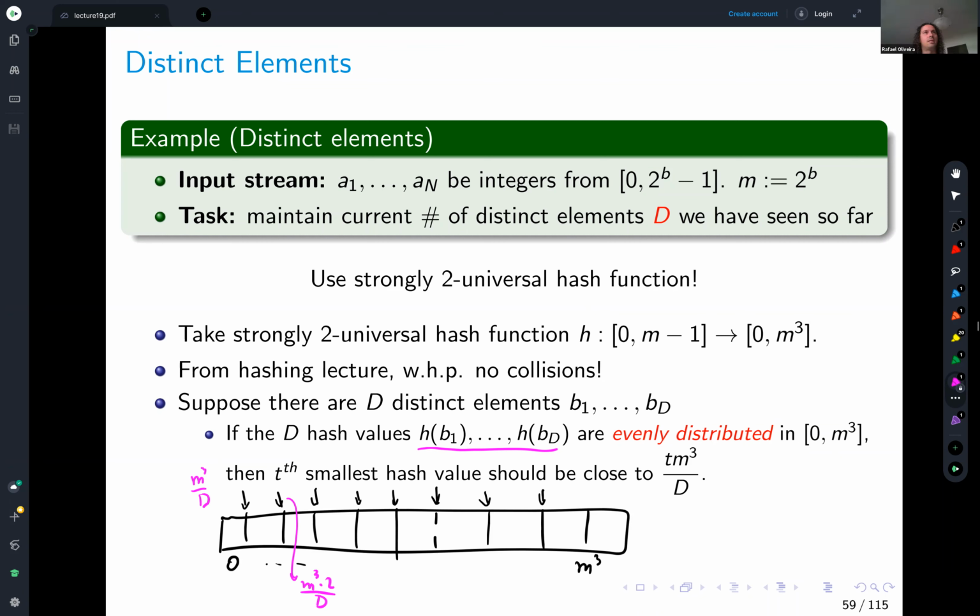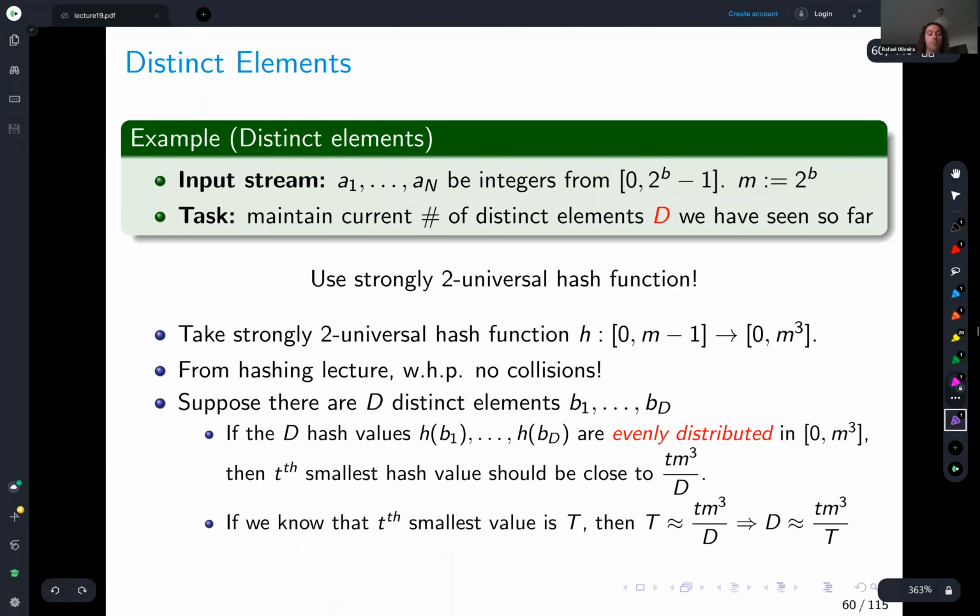Okay, but you may say, well, this is not evenly distributed because they're at random, right? So this is not the same. This is only kind of wishful thinking. But the idea is that they don't need to be evenly distributed. All we need is that somehow the tth value should be close to tm cubed over d, right? That's all we need. So we don't need everyone to be evenly distributed to make sure that the tth smallest value should be close to tm cubed over d, right?